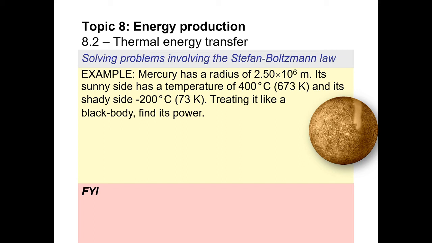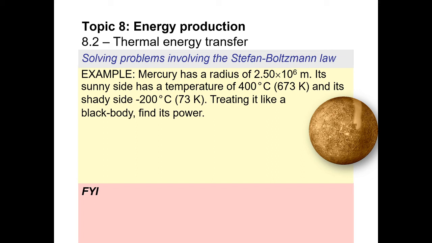Now, why does it get so cold at night? Well, it's going to be facing away from the sun, but why isn't it holding on to that temperature? The reason it's not able to hold on is because there's no atmosphere. The atmosphere is what allows that heat gained from the sun during the day to stay. All right, so going back to the problem, treating it like a black body, find its power.